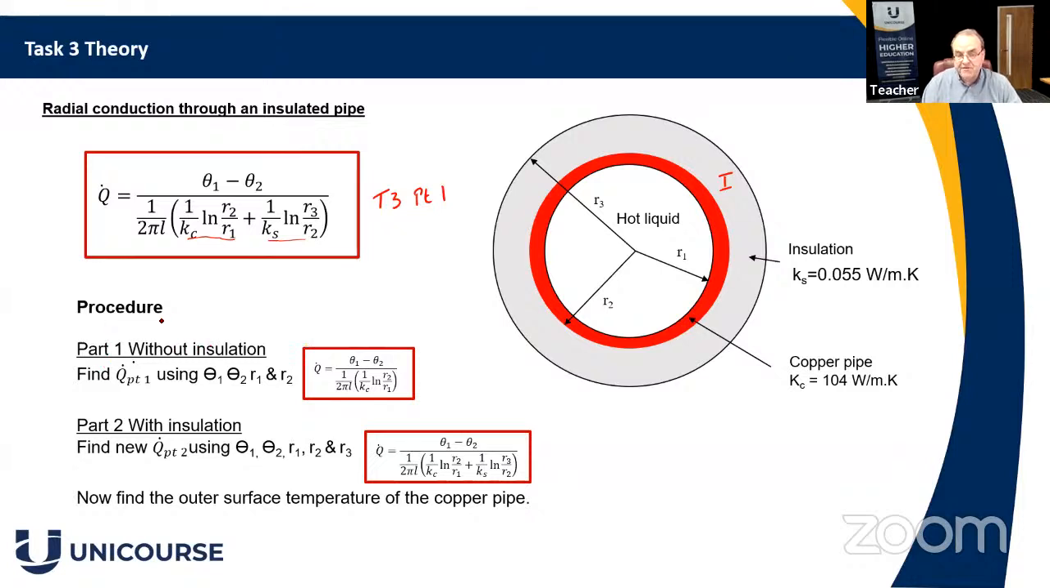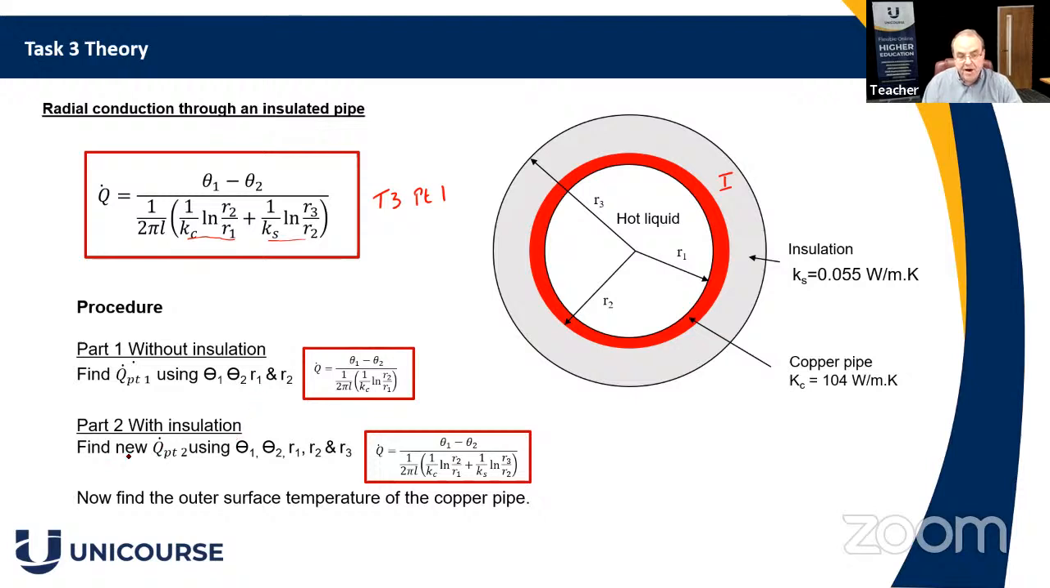So I've put a procedure there for addressing this question. Part 1, without insulation, find Q, using theta 1, theta 2, the inside and outside temperatures, we're given those, and R1 and R2, being the inside and outside radius of the copper pipe.